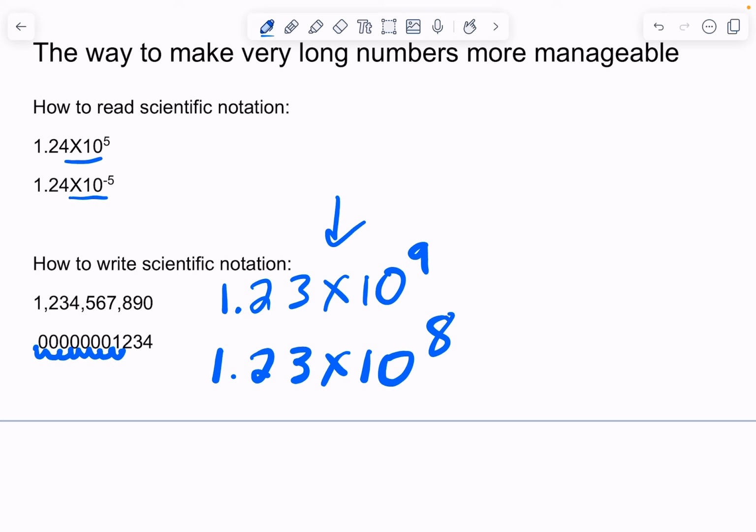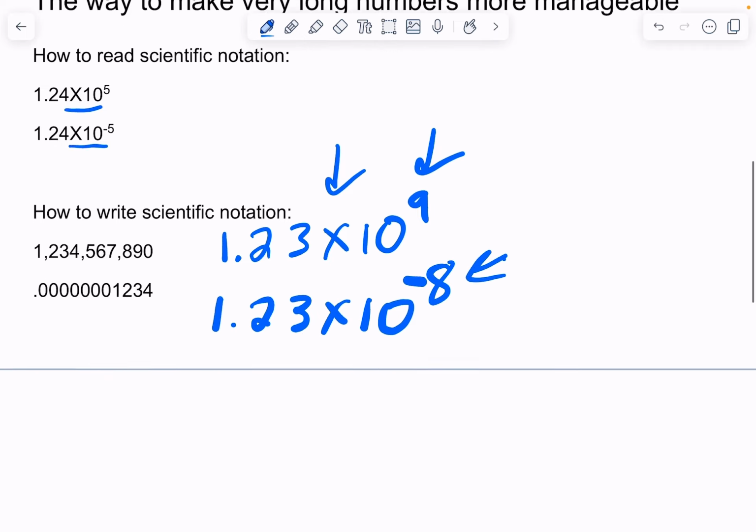The one difference is I'm not going to have this to the 8th power, but rather to the negative 8th power. Now, that doesn't mean this number is negative, because it obviously is not. It's just a very small number. It's not negative. What that negative 8 tells me is it's just a small number, and I had to go make it a decimal. So this is how we write scientific notation for a large number with a positive exponent, and when it's a very small number, we'll put a negative exponent. Okay.